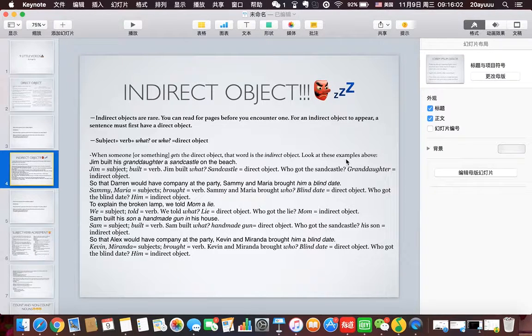Look at this example above. Jim built his granddaughter a sand castle on the beach. Jim equals subject, built equals the verb. Jim built what? Sand castle equals direct object. Who got the sand castle? Granddaughter equals indirect object. So that Darren would have company at the party, Sammy and Maria bought him a blind date. These examples are the same as the first one, so we can see.